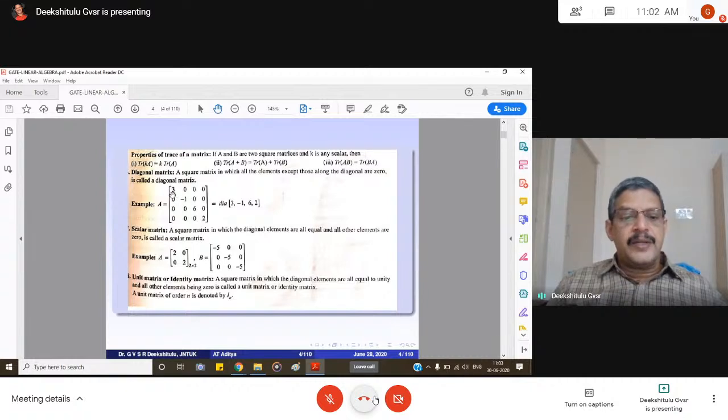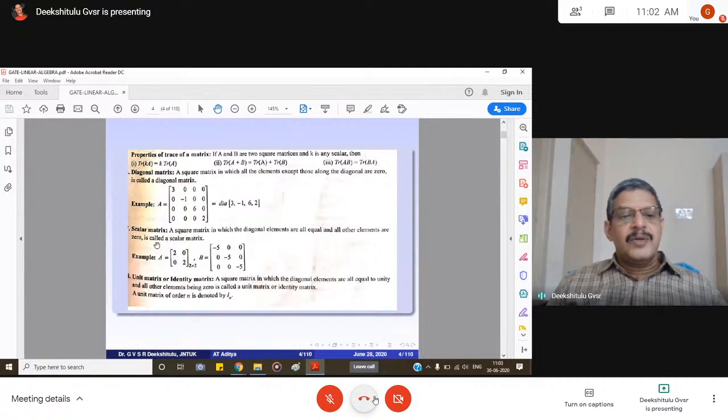Simply, if I ask you to find the trace of this matrix A, you add all the diagonal elements. What is that? 3 plus minus 1 plus 6 plus 2. That means 6 plus 2 is 8, minus 1 is 7, plus 3. The trace of the matrix is 10.